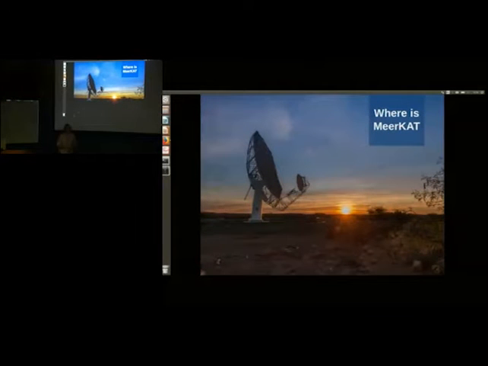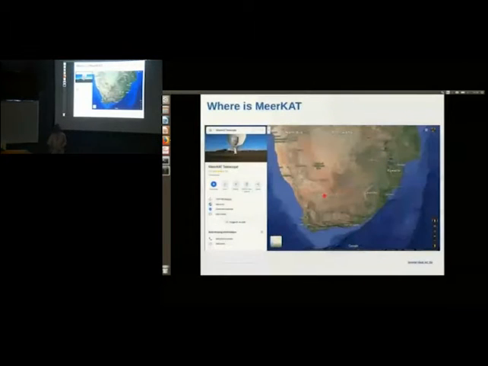So where is the MeerKAT Radio Telescope? In short, it's in the middle of the Karoo Desert in South Africa, which is a place with stunning sunsets. As you can see in this photo, it's spectacular sunsets. But also Google knows where MeerKAT is. This is a map of the southern part of Africa, and this is an outline of South Africa. And this red marker is where the MeerKAT Radio Telescope is located.